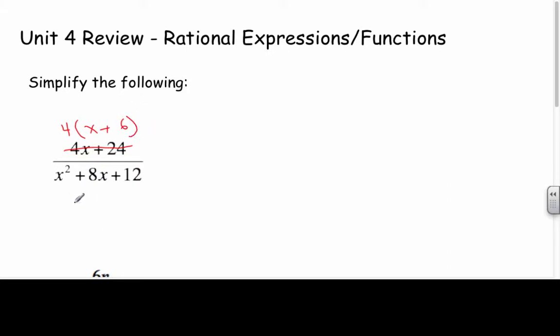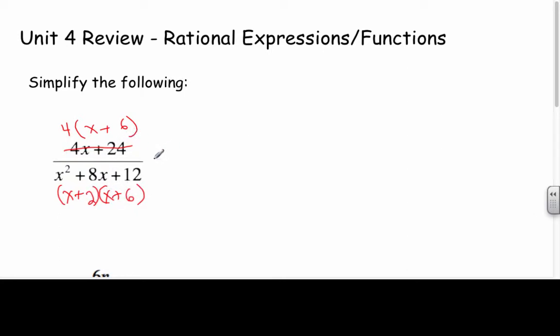Now I've got to take a look at the denominator. Is there anything here I can take out? No. I don't have anything in common among the x squared, the 8x, and the 12. So then we're going to go through and try to factor this quadratic. First terms in each are going to be an x. This sign tells me that the signs are the same. This one's going to tell me they're both positive. So I put x plus, x plus. Now I need factors of 12 that will add up to give me 8. So I go through all the different options, 2 and 6.